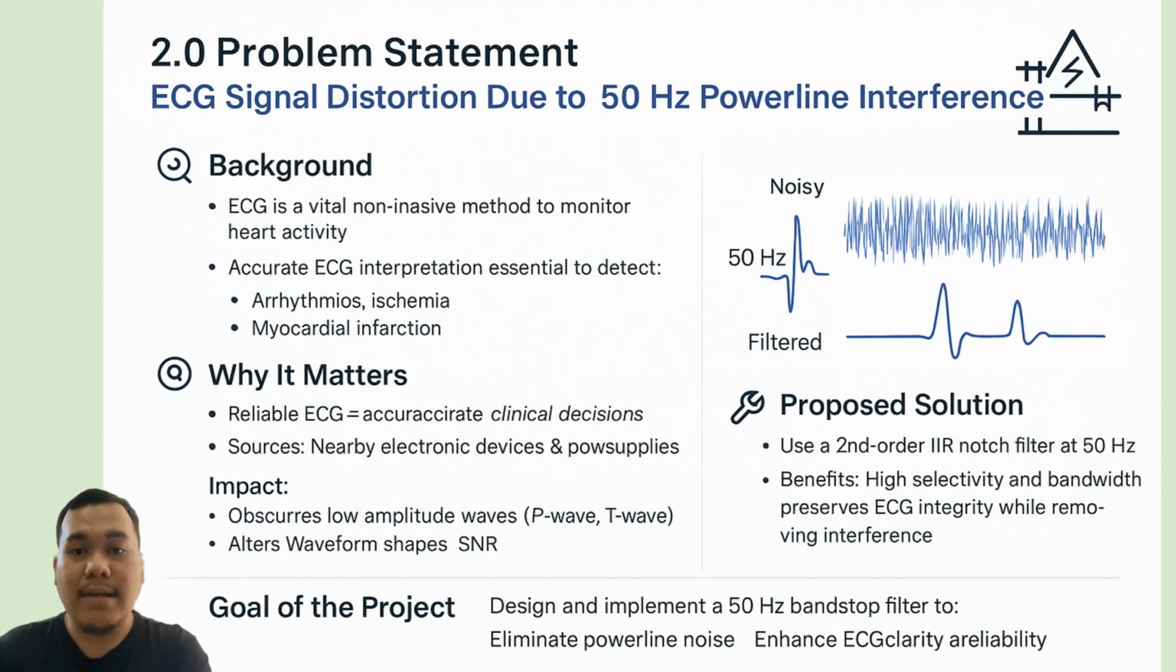To solve this, we propose using a second order IIR notch filter, benchtop filter, tuned to 50 Hz. This filter effectively removes the noise while preserving the integrity of the ECG signal. Our project aims to design and implement this filter to enhance signal clarity and improve diagnostic reliability.